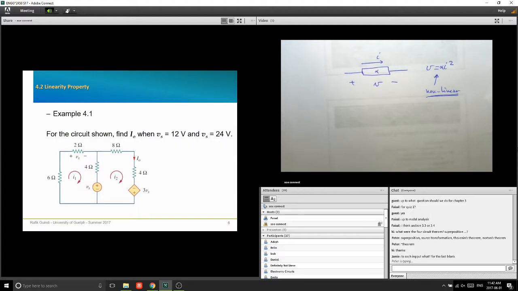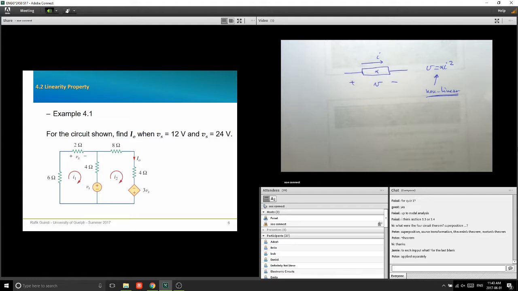Okay, let's see how we can apply the linearity principle here. For the circuit shown, find I naught, which is in this right side branch, when Vs equals 12 volts and Vs equals 24 volts. Now, this circuit has only one independent source. This is considered the one input, which is Vs. The second source, which is equal to 3Vx, is a dependent source.